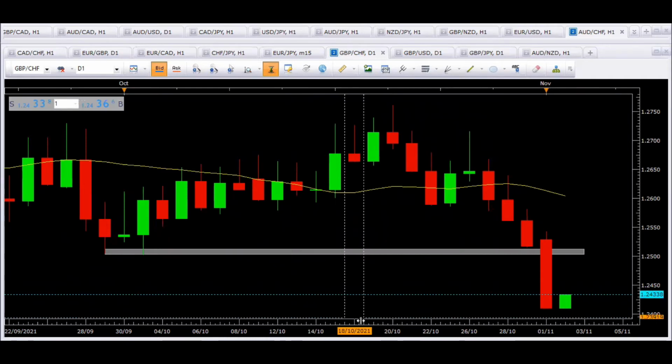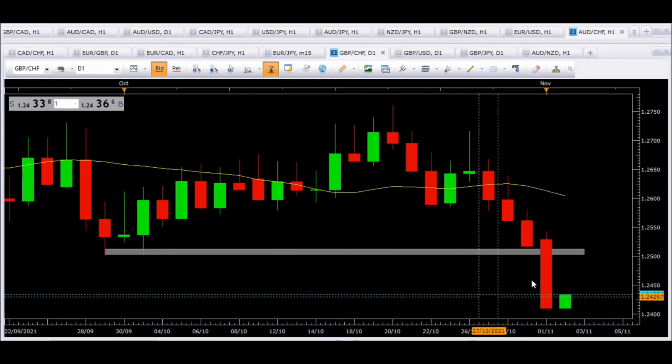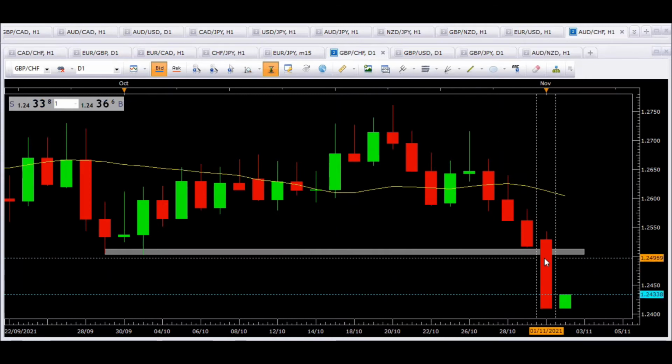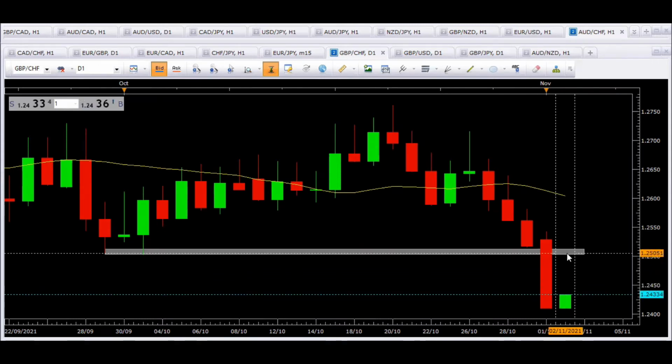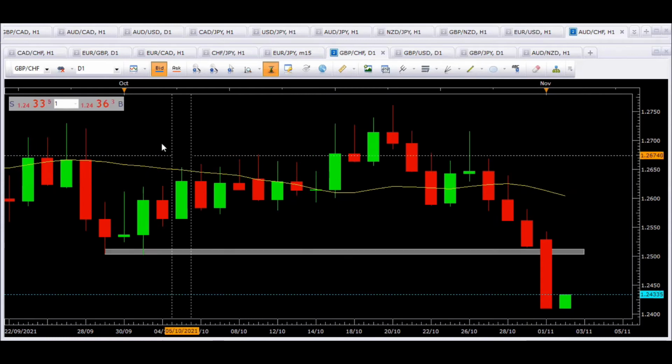This is the day chart. As you can see, we've had a large negative red bearish candle. I need price to retrace up to this grey zone. So this might not be likely today. I can't see it retracing that much, but it might.